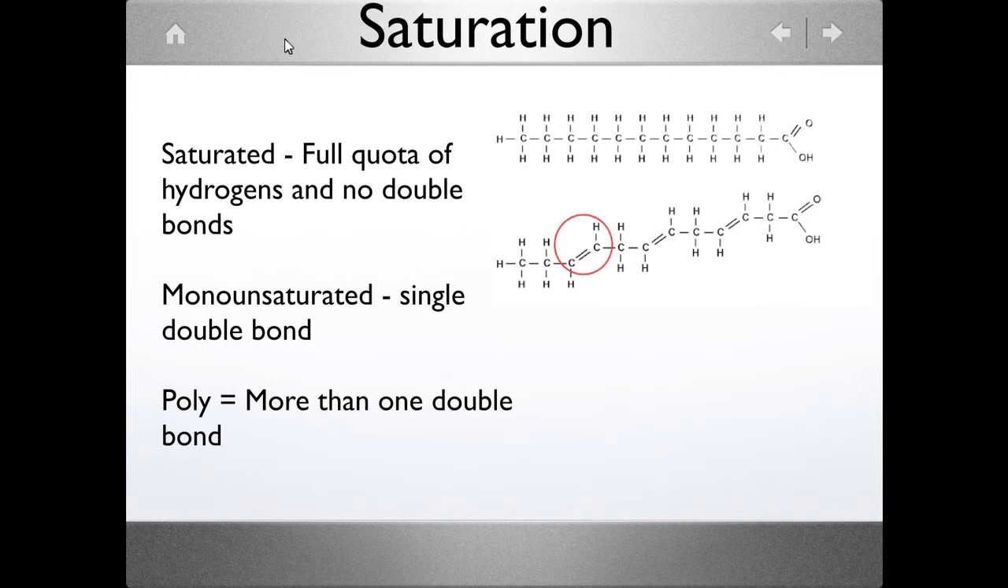Now, if you take a fatty acid itself, if you look at the top fatty acid here, this is a saturated fatty acid, and basically what you see is that the carbon atoms have their full quota of hydrogen atoms with no double bonds. A monounsaturated, however, is the second fatty acid that you see, and that has one double bond. Whereas if you have more than one double bond, it's going to be a polyunsaturated fatty acid.